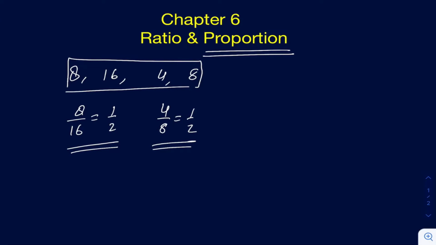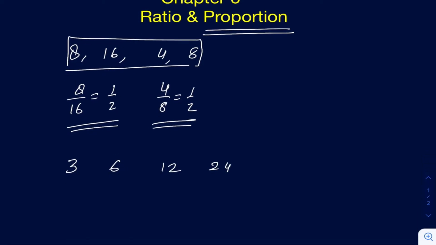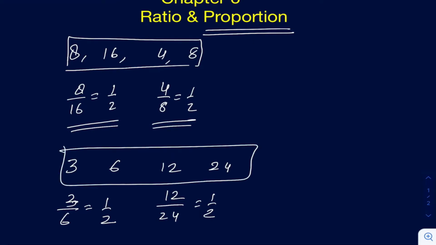One more example we can take. If I write 3, 6, 12 and 24, just take the ratio of the first two numbers. 3 upon 6 is coming 1 upon 2 and 12 upon 24 is coming 1 upon 2. So here also these four numbers are in proportion.